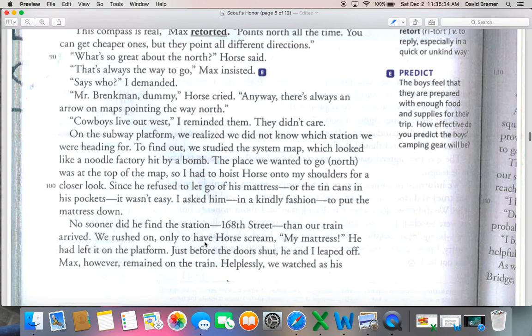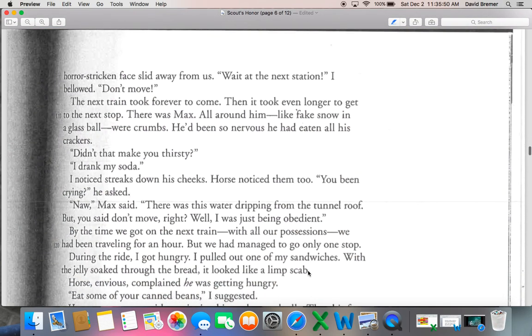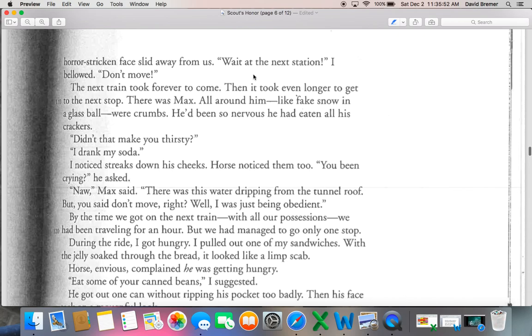We rushed on, only to have Horace scream, "My mattress!" He had left it on the platform just before the doors shut. He and I leapt off. Max, however, remained on the train. Helplessly, we watched as his horror stricken face slid away from us. "Wait at the next station," I bellowed. "Don't move." The next train took forever to come. Then it took even longer to get to the next stop.